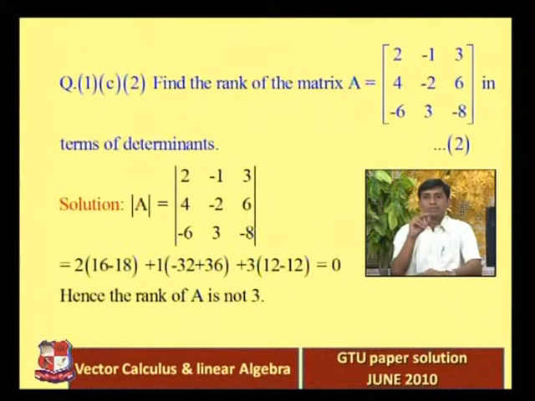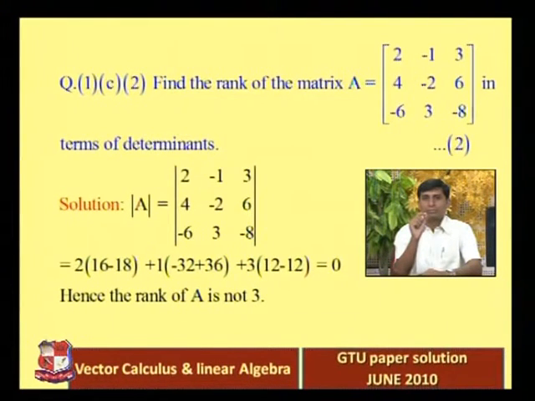Totally how many minors do you have? 9 minors, right? Because you have 9 elements, so you have to check each minor such that the determinant of that minor is not equal to 0, right?